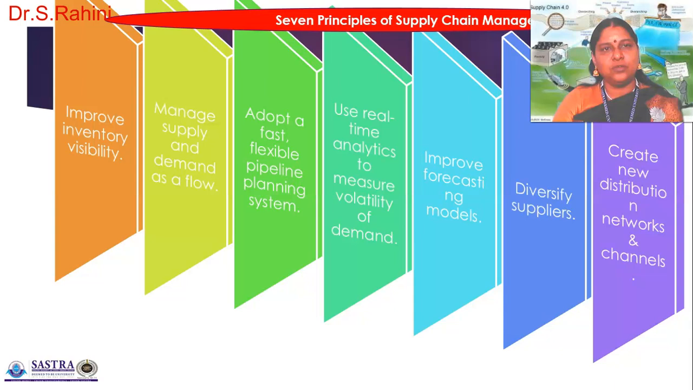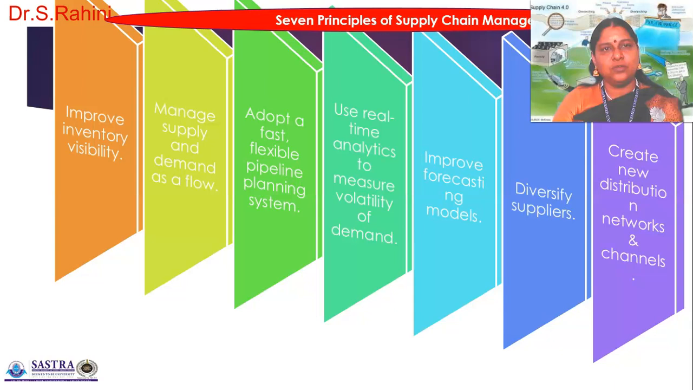Adapt a fast and flexible pipeline planning system. You have to pipeline the planning system. That means that it should be regularized in a proper mode, and it should be in a straightened line. That there should not be any deviations after preparing the pipeline or the planning cycles. And manage supply and the demand as a flow. So you should try to implement, always every company wants to do the JIT. So the supply as well as the demand should be in the proper proportions. There should not be too much of inventory. We discussed already in the drivers part of it.